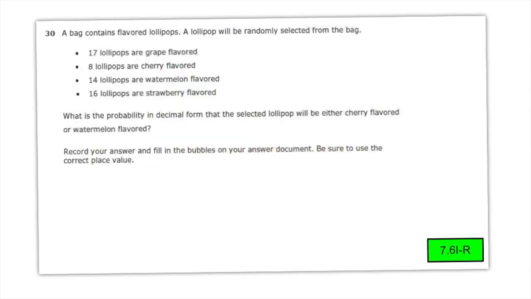A bag contains flavored lollipops. A lollipop will be randomly selected from the bag. 17 lollipops are grape flavored, 8 lollipops are cherry flavored, 14 lollipops are watermelon flavored, 16 lollipops are strawberry flavored. What's the probability in decimal form that the selected lollipop will be either cherry flavored or watermelon flavored?